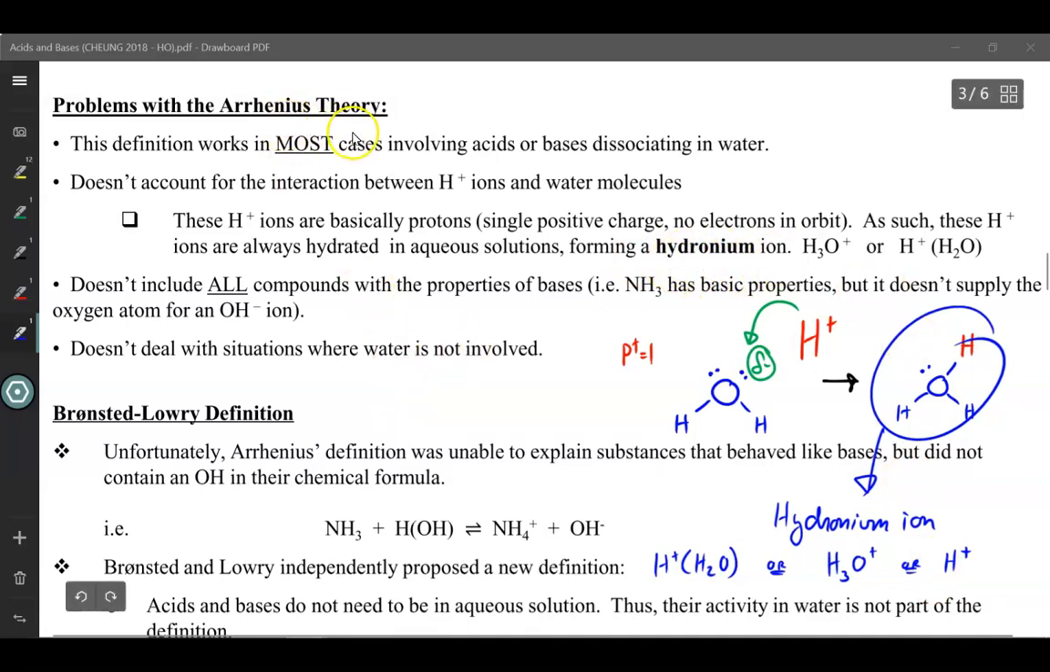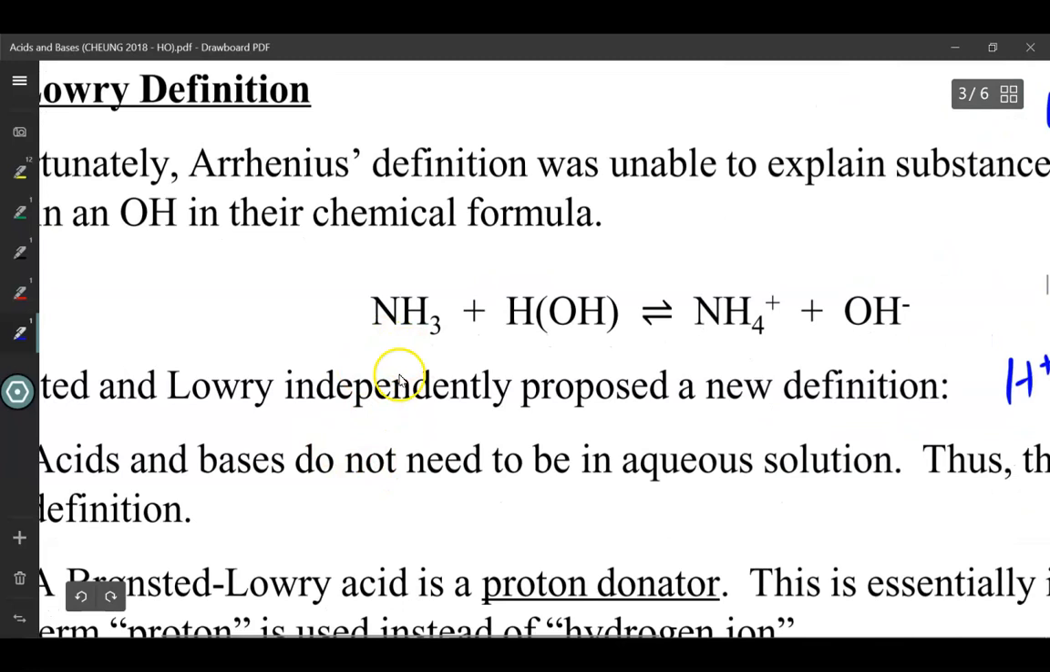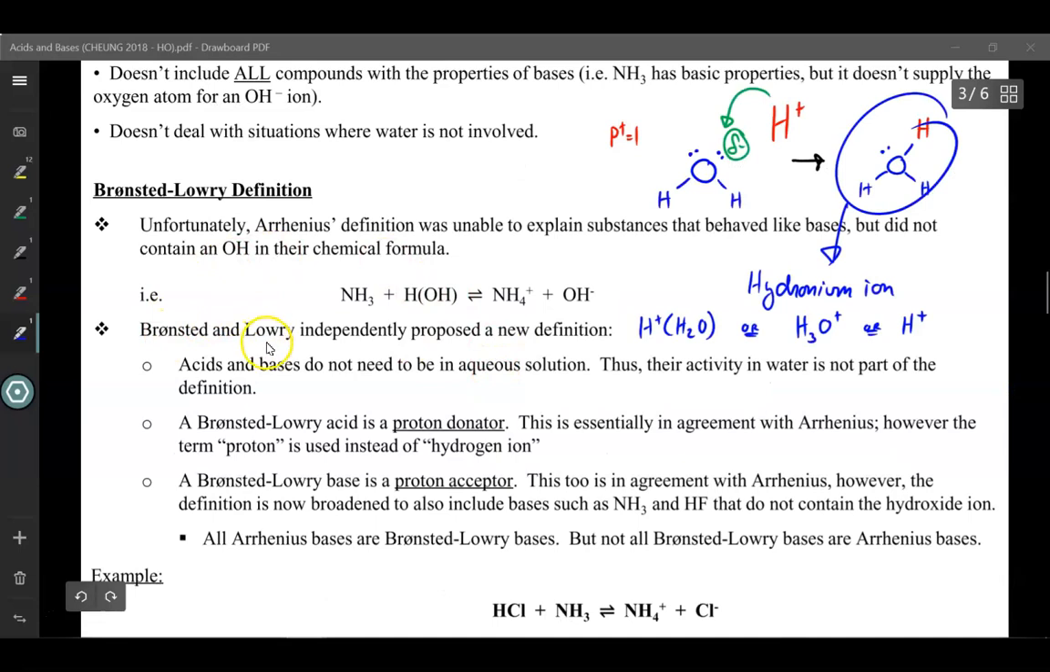The other problem with the Arrhenius theory is that its definition of bases was too specific. So take ammonia, for instance. Ammonia has all the properties of a base. It can neutralize acids. It has a pH above 7. It breaks down organic molecules, so it's often used as a cleaner. It does everything a base can do, but according to Arrhenius, it's not a base because it does not directly release hydroxide ions. There's no OH- in its chemical formula, and that's where Bronsted and Lowry come in.